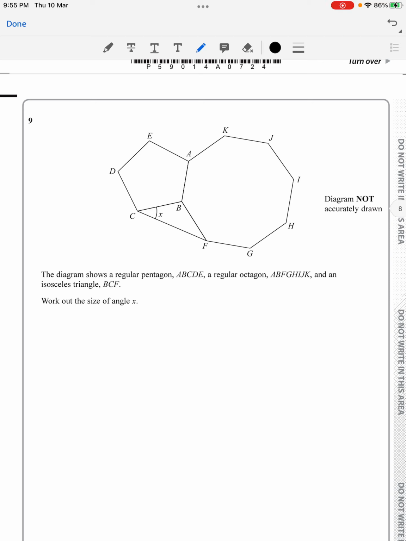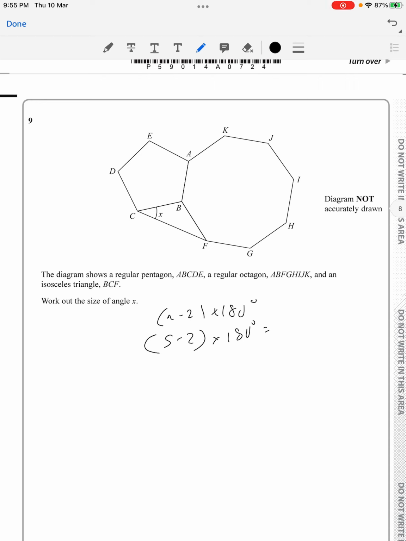How we're going to do this is we have to remember that the sum of interior angles of a pentagon is equal to n minus 2 times 180, right? So n represents the number of sides. So in a pentagon, you have 5 sides, so 5 minus 2 times 180. You should find the sum of the interior angles directly.